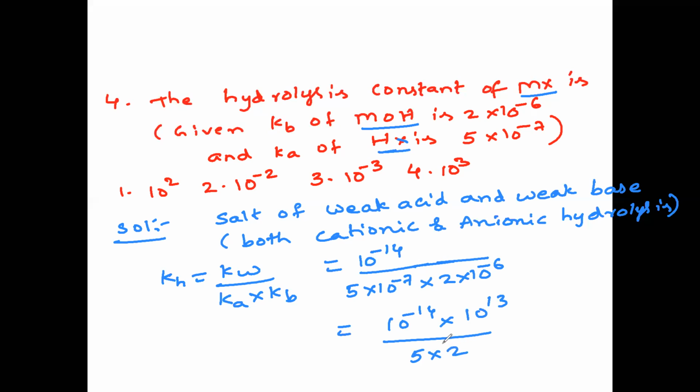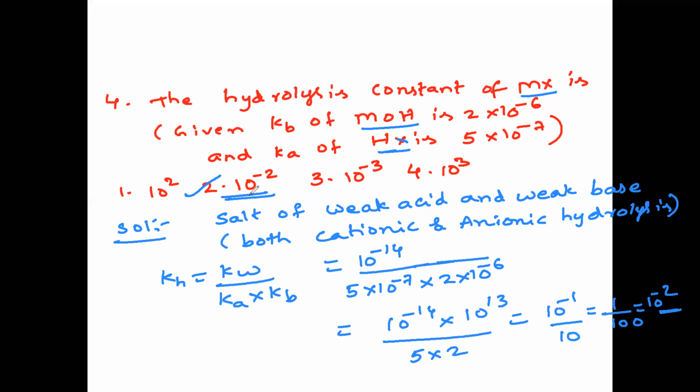So this becomes 10, 10 goes to the numerator, 10 to the power of minus 1. So 10 to the power of minus 14 by 10 to the power of minus 13 becomes 10 to the power of minus 1 divided by 10. So 10 to the power of minus 1 can be taken as 1 by 100. So it should be 10 to the power of minus 2. So the answer is what? Second option.